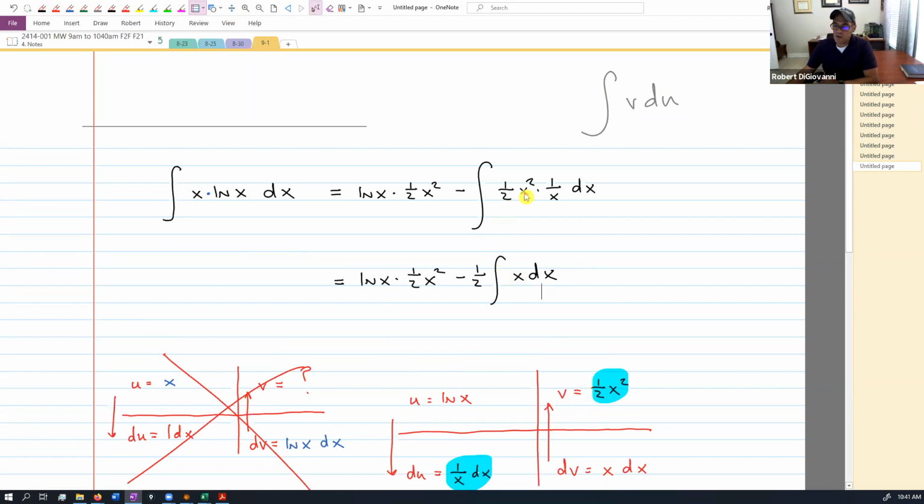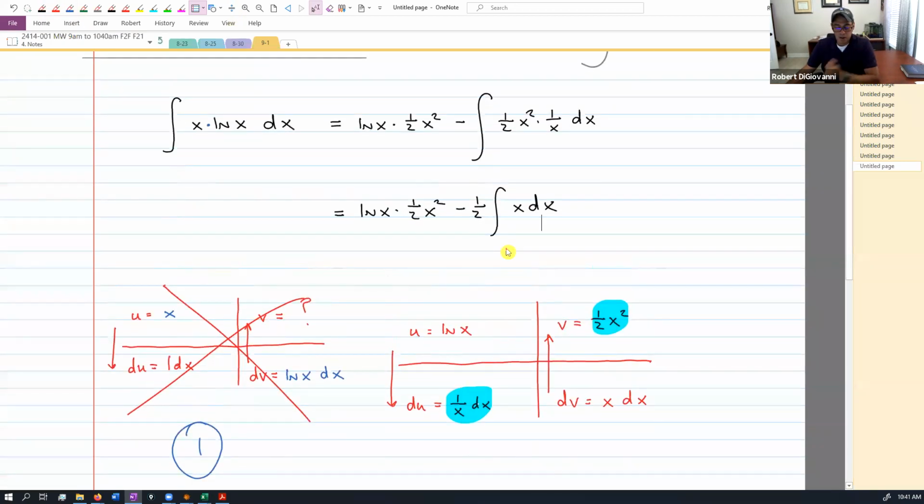So what I did here, I know I'm out of time. What I did here was I pulled the 1/2 out, and then x squared over x is just x. And I hope everyone's comfortable with the antiderivative of x, right? 1/2 x squared. So here we go. I'm going to do my antiderivative: natural log x times 1/2 x squared minus 1/2 times the antiderivative of this, which is 1/2 x squared, plus C.